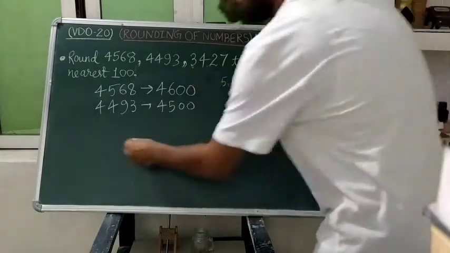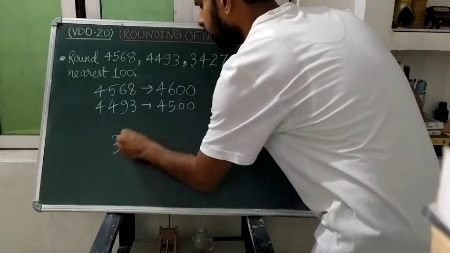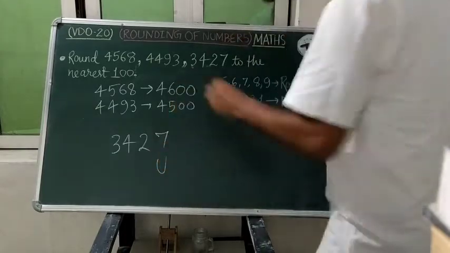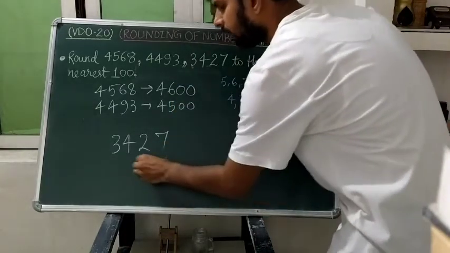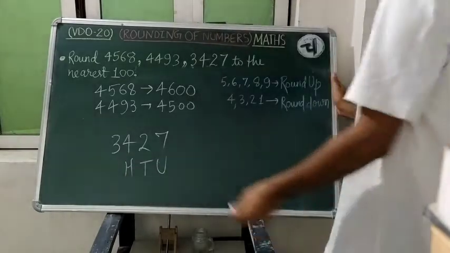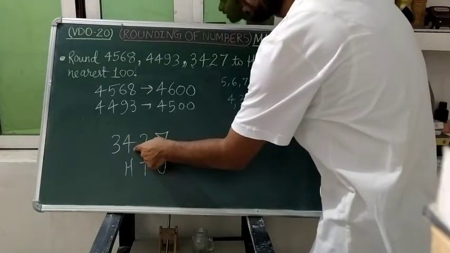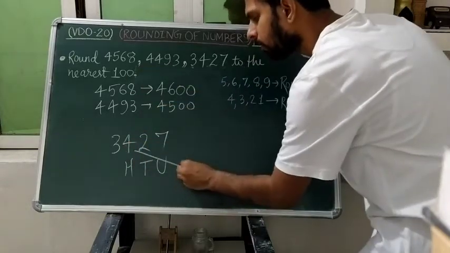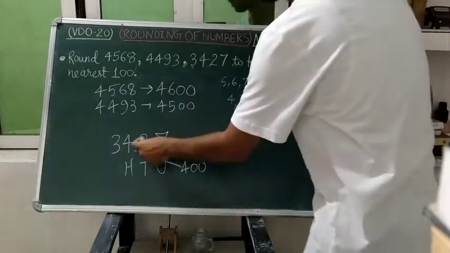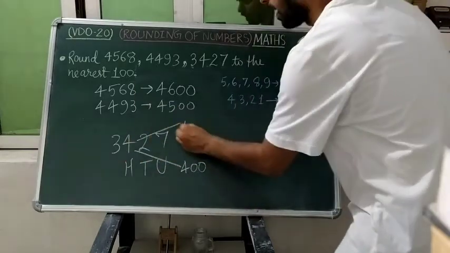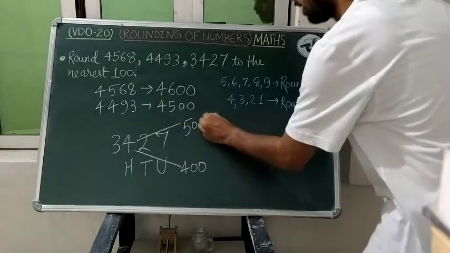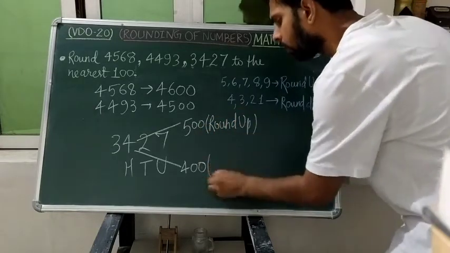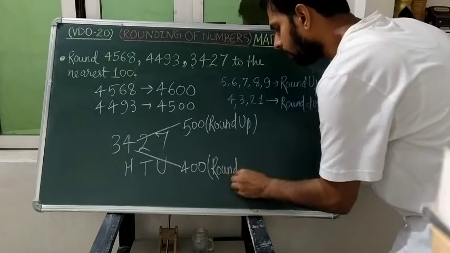Now we shall move to the third one. This 3427 we want to round off to the nearest 100. Unit, 10, 100, at the 100 place 4 is present. So the multiple of 100, 4 times will be 400, and 1 up means 500. It is our round up. It is our round down.